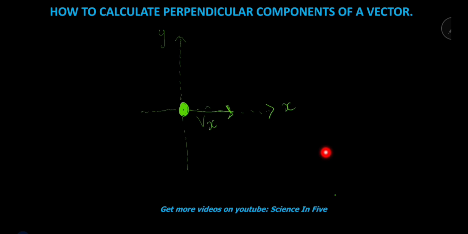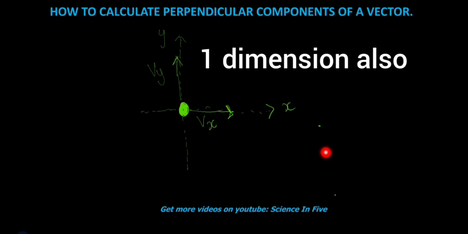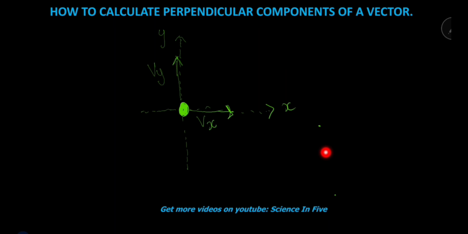If I move similarly Vy, displacement Vy up on the y-axis, I've moved in one dimension. Okay, is there a way of covering Vy and Vx simultaneously?